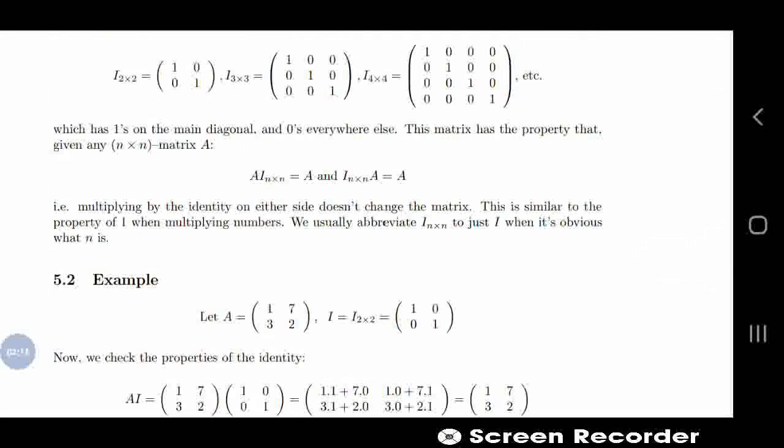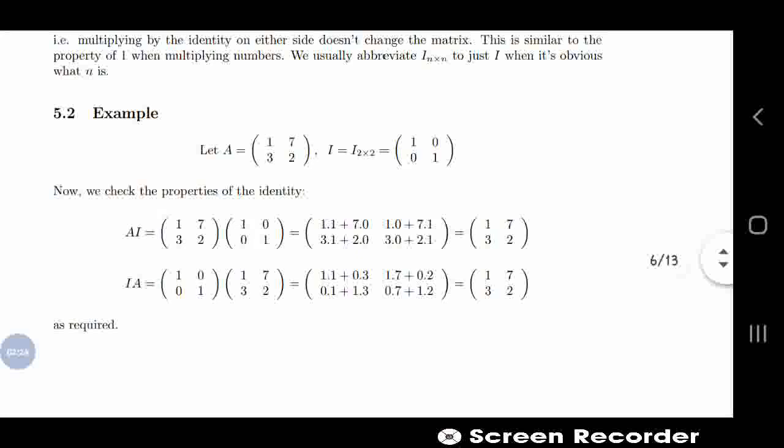And multiplying by the identity on either side does not change the matrix. This is similar to the property of multiplying numbers, the properties we know. It is simple. Here also they have given an example: A is equal to 1 7, 3 2, and I 2 by 2 is equal to 1 0 0 1. So 1.1 plus 7.0, 3.1 plus 2.0, 1.0 plus 7.1, and 3.0 plus 2.1.